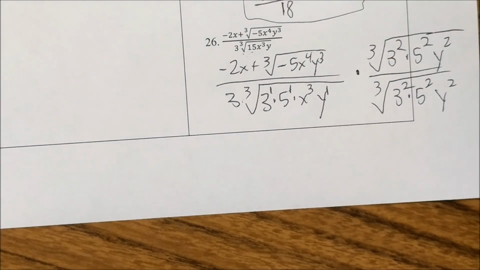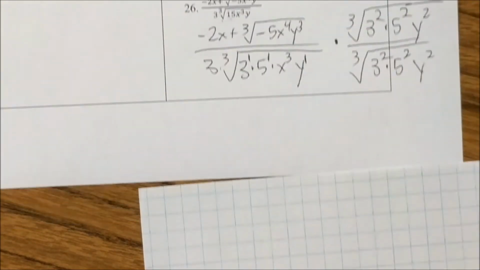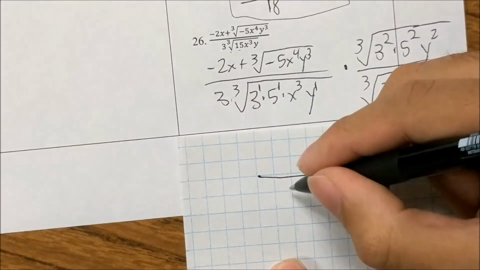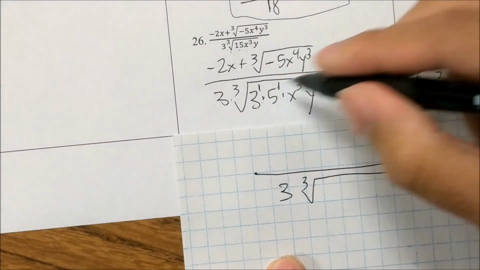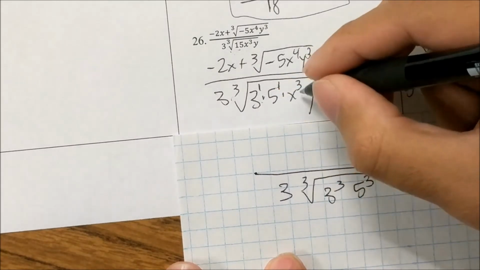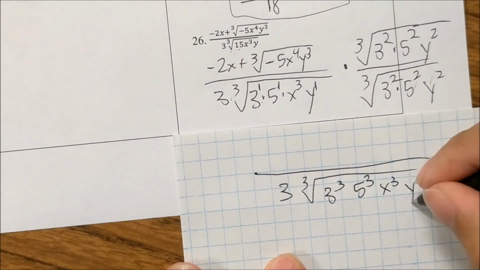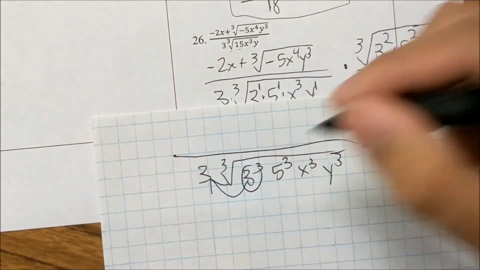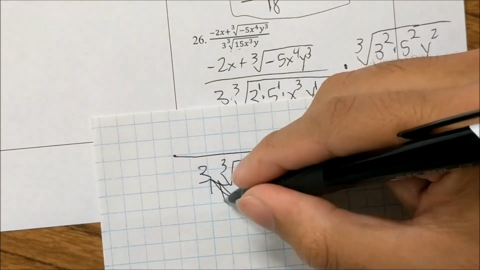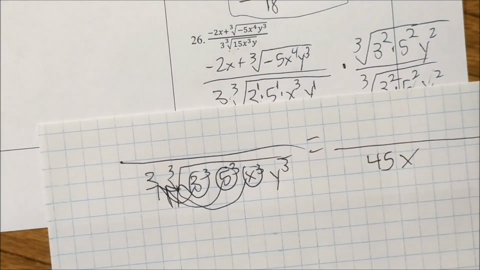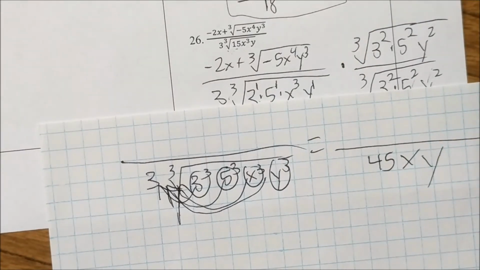Okay, so let's see what this turns into. In the denominator, we still got the 3 on the outside. So now the 3 is cubed, the 5 is cubed, and the x was already cubed, and now the y is cubed. Okay, so let me just simplify the denominator first. The 3 goes outside to join the 3, that's 9. The 5 goes outside, 5 times 9 is 45. The x goes outside, and the y goes outside. Okay, so we've got our denominator.